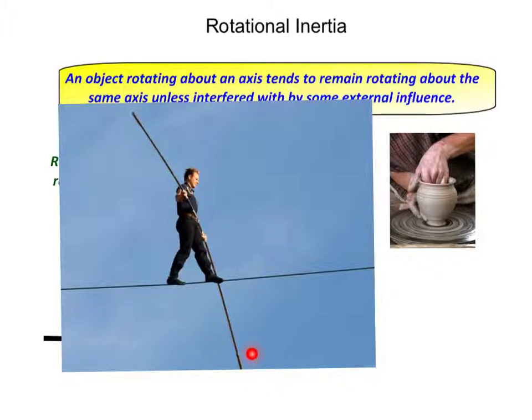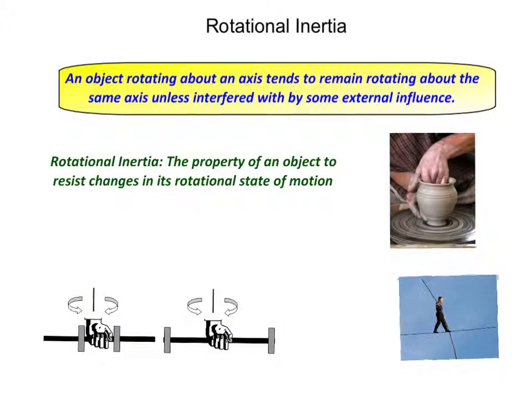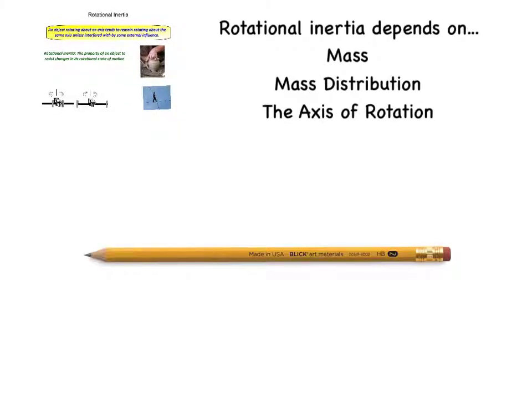But a tightrope walker with no pole can at least extend their arms at full length to increase the body's rotational inertia. The rotational inertia of the tightrope walker's pole, or of any object, depends on the axis about which it rotates. So that's three things that rotational inertia depends on: the mass of the object, the distribution of that mass, and the axis about which that object rotates, or the axis of rotation.